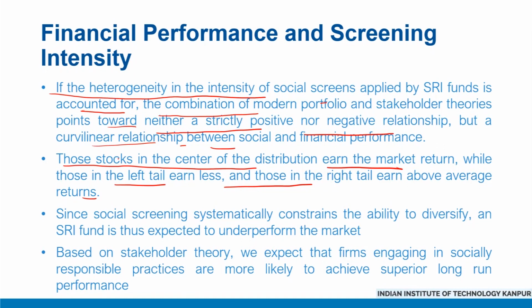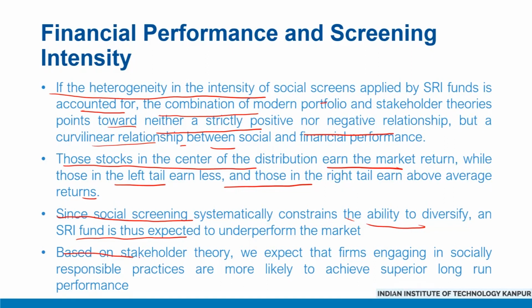If the stocks picked do not sum to a diversified portfolio, the fund carries unsystematic risk and it can expect to have risk-adjusted returns that underperform the market. Since social screening systematically constrains the ability to diversify, an SRI fund is thus expected to underperform the market. However, a fund manager using social screens may have better odds of avoiding stocks in the left tail of the distribution and picking stocks in the right tail.